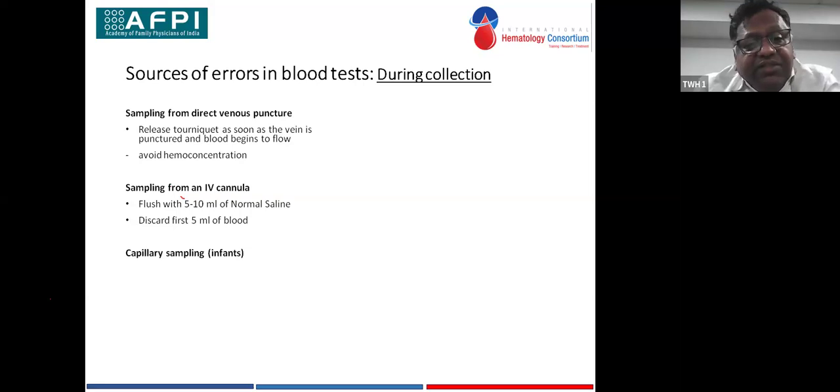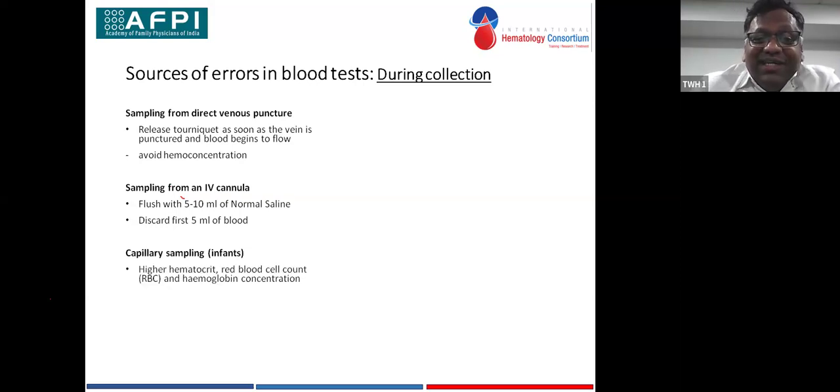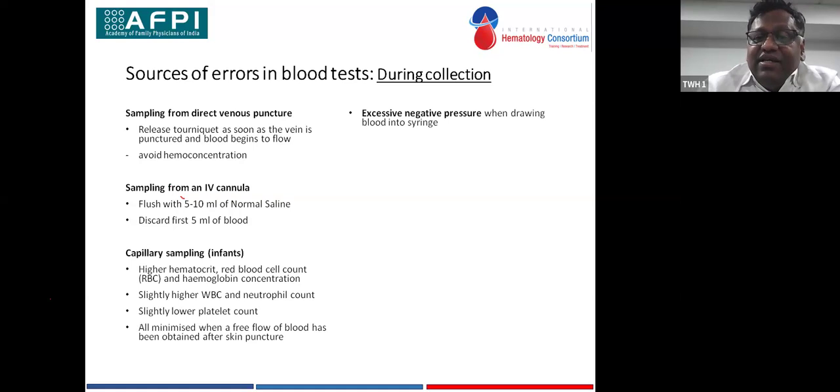Quite often in neonatal ICUs and pediatric ICUs, capillary sampling is done from the heel, from the sole of the child. We need to remember that if you're doing capillary sampling, you should not squeeze the sole of the infant too much, because it will change the hemoglobin, and it will change the WBC and platelet count a little bit. However, once the prick is done, whoever is collecting the sample should wait for a free flow and only then collect, because then you're going to get good values.